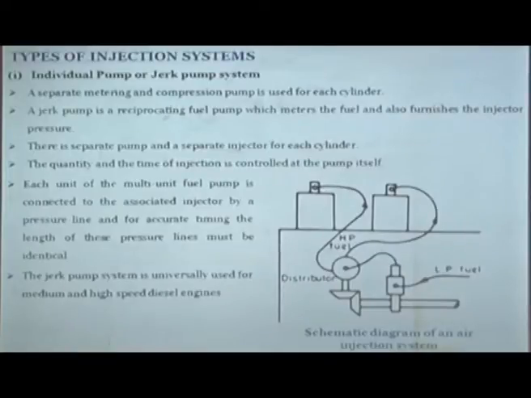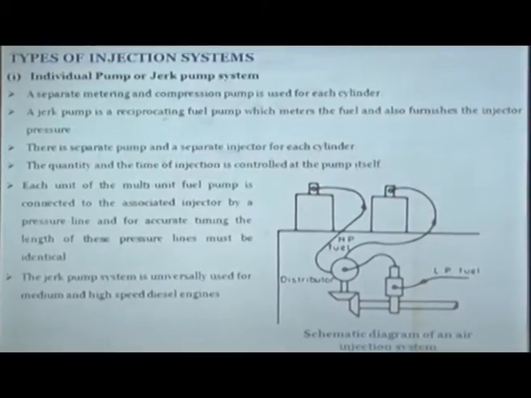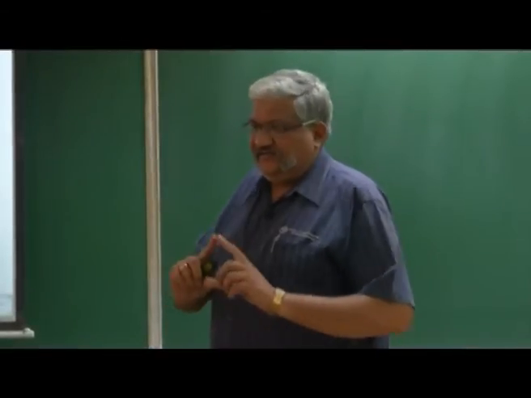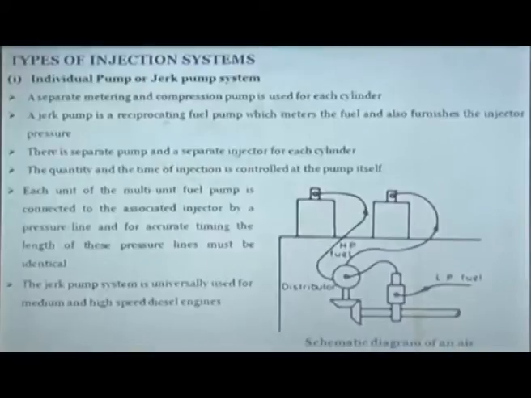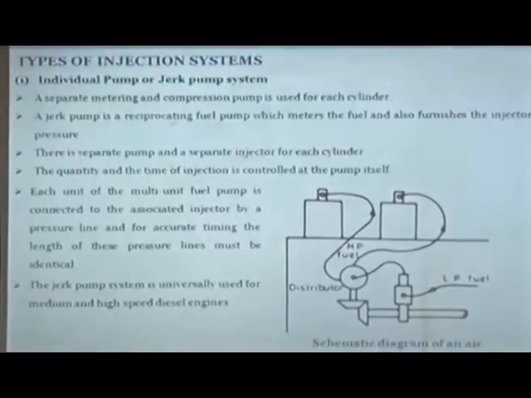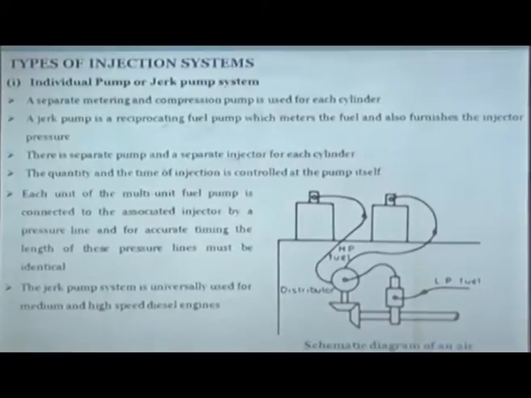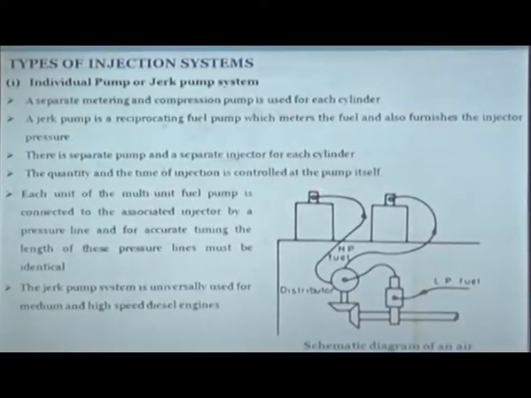Generally in genset engines, such as 5 kilowatt or 10 kilowatt gensets or agricultural pump sets, these kinds of jerk pump systems are used, where you have one injector for every cylinder and also one fuel pump dedicated to each cylinder. So there is a separate pump and a separate injector for each cylinder. The quantity and the time of injection are controlled by the pump itself.